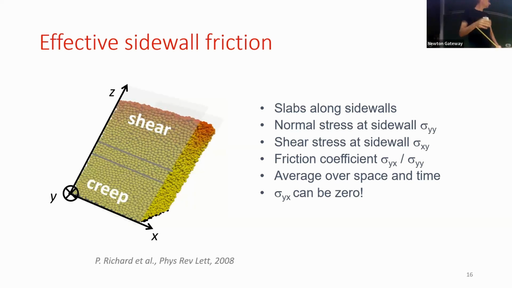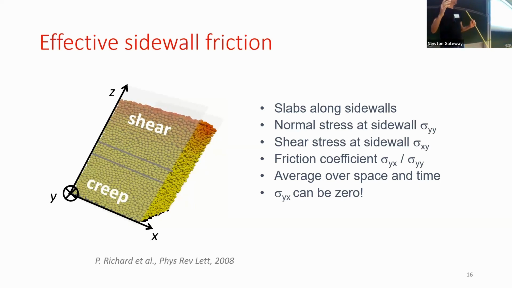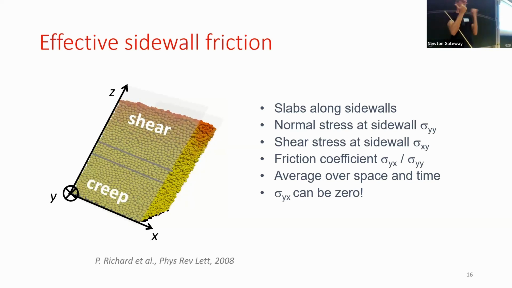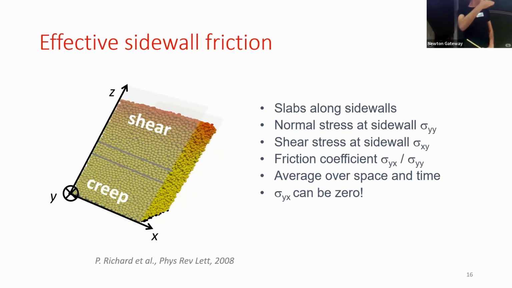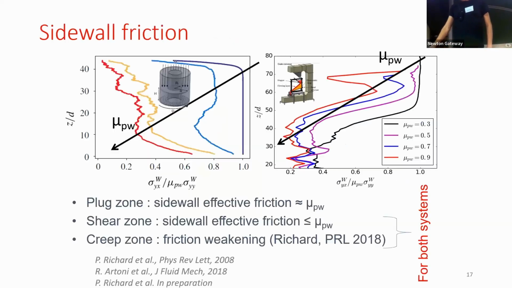And if you do so, if you look at sigma xy, it can be zero because you have an average, and if for some contacts the force is like this, and for the other contacts the force is in the opposite direction, you will have zero. So we do that for both systems, for the shear cell and for the gravity-driven system. And we report the profile of this effective friction versus the depth in the system.